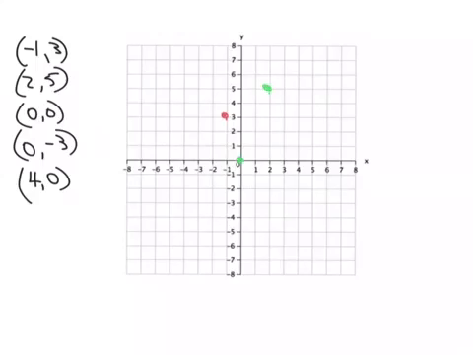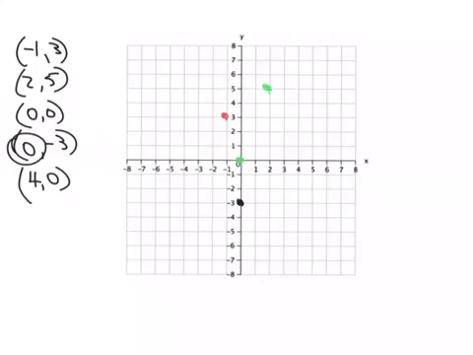Notice 0, 0, it means I go over 0, up 0, so that means that I stay right there on the origin. 0, negative 3. That means I go over left or right. How many? 0. Up or down, negative 3. So negative 3 means down. So I didn't go any left or right. All I do is go down 3. So whenever the x is 0, your answer is going to be on the line.